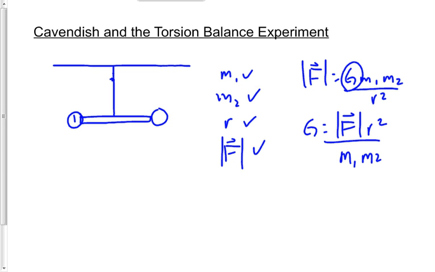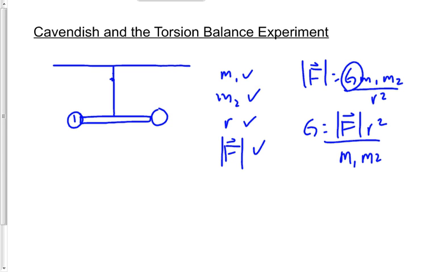Now, to actually do it, it's a lot trickier than it might seem because the value of the force that acts between M1 and M2 is going to be a really, really, really small value, and really hard to measure. But this is a bit of a simplification of what he did, but in essence, it's what he did.